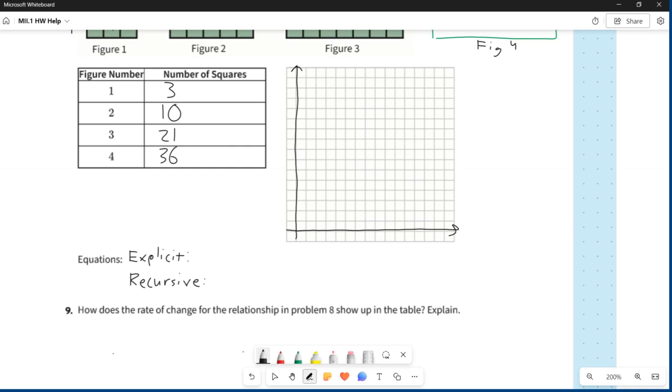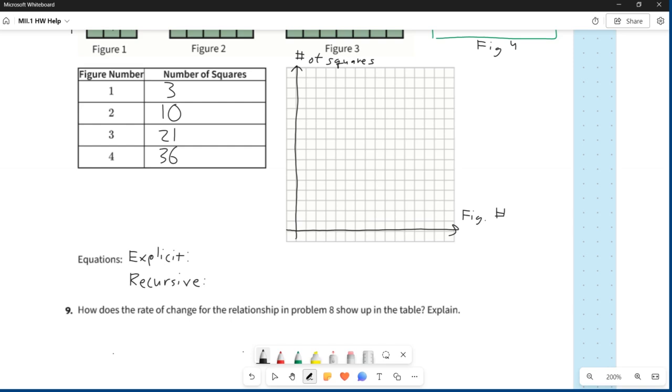So I've got an x-axis and a y-axis. My x-axis is going to represent the figure number, right? So figure number 1, number 2, number 3, things like that. And my y-axis is going to be the number of squares. So my x-axis, which is also my independent variable, is the figure number, and my y-axis, my vertical axis, which is my dependent variable, is the number of squares.